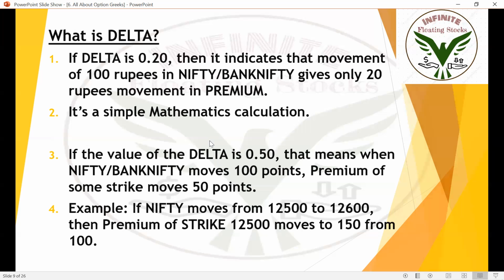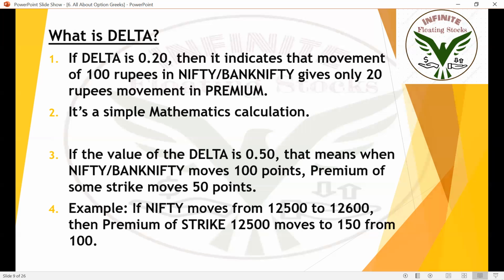This is all about delta. That's it. I repeat, when delta is 0.20, the premium will move only 20 points when the underlying asset, which is Nifty or Bank Nifty, moves 100 points.